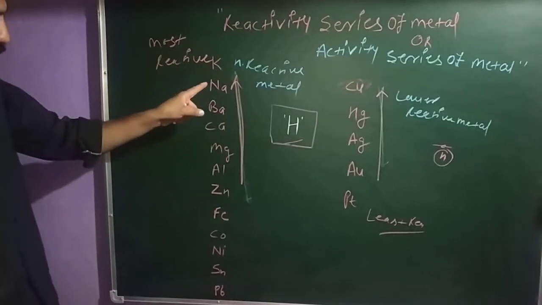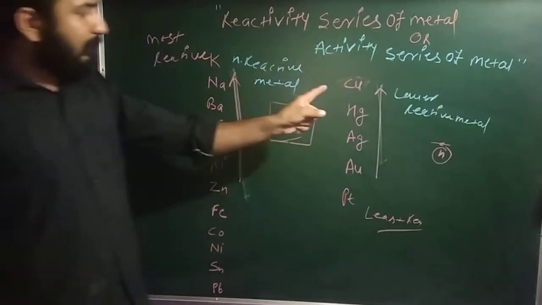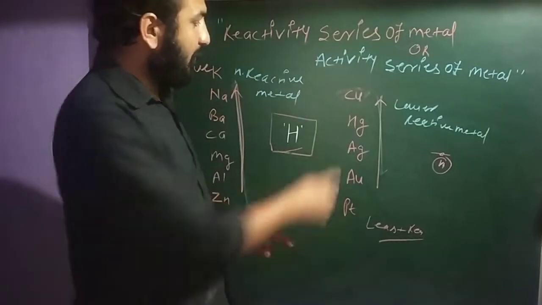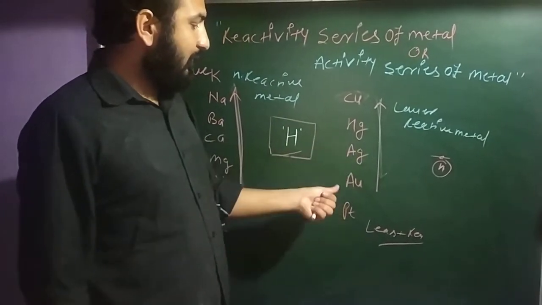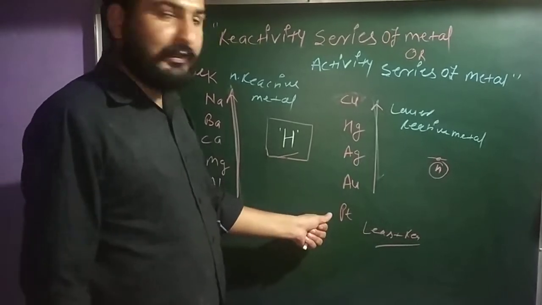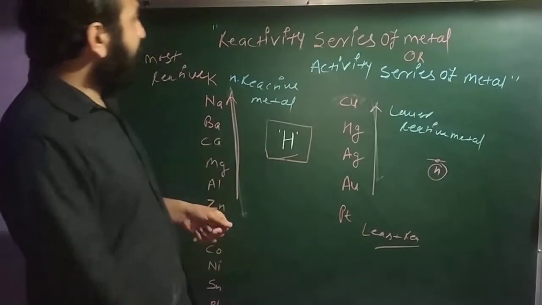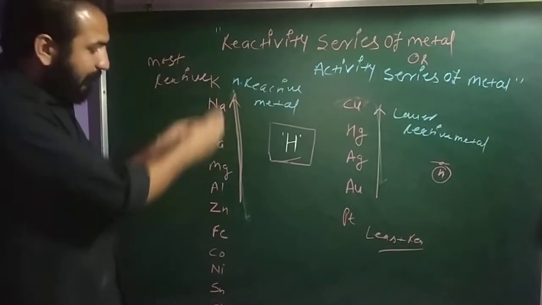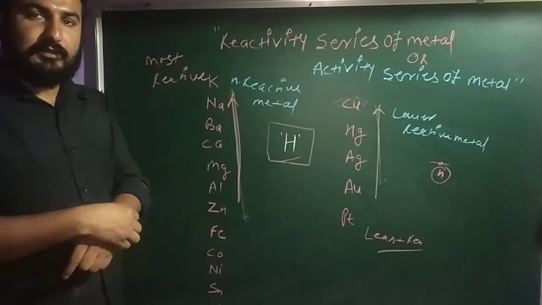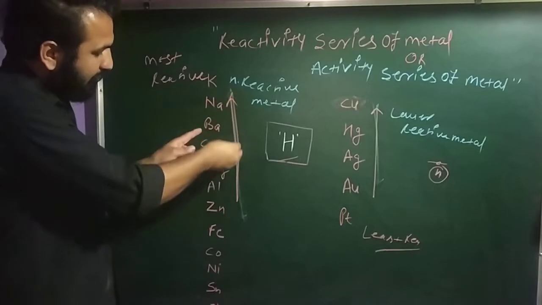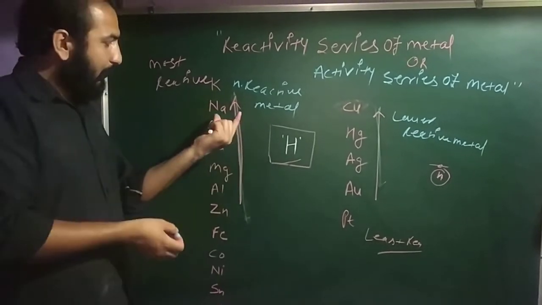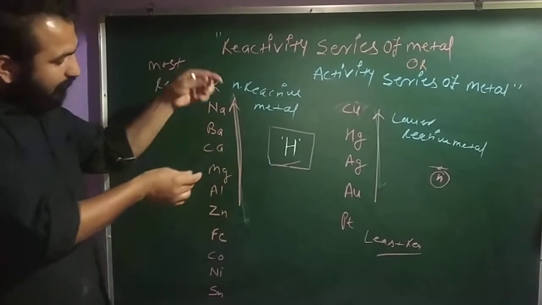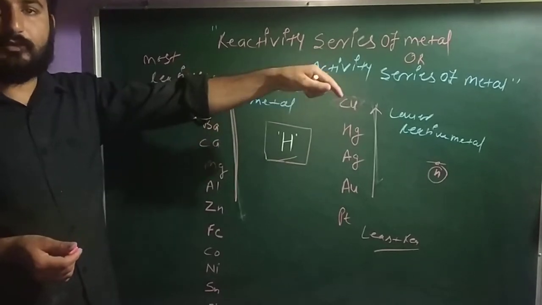These are reactive metals, and this is the most reactive metal. Clear? And now copper is less reactive, and this is the least reactive: copper, mercury, silver, Au the gold, and Pt the platinum. Clear? That means the reactivity series means the metals are placed in their decreasing order of reactivity. Decreasing order of reactivity.